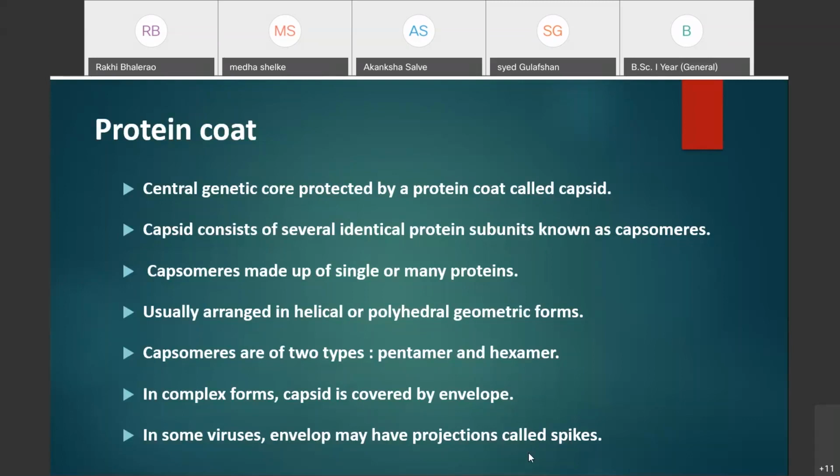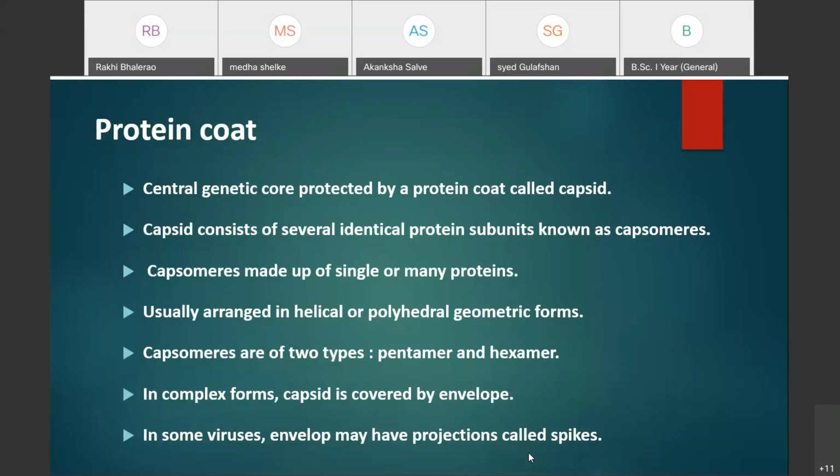For example, the tobacco mosaic virus. In the tobacco mosaic virus, the capsid is not covered by the envelope. That's why the tobacco mosaic virus is a naked or non-enveloped virus. Okay, then we have discussed the function of the envelope and spikes, that is, it facilitates the attachment to the host cell.